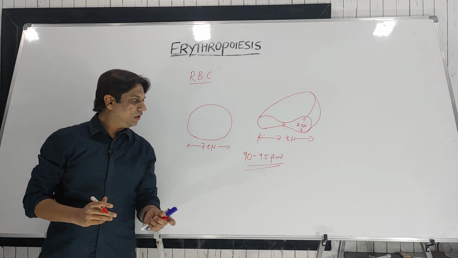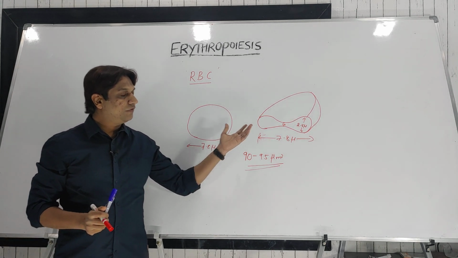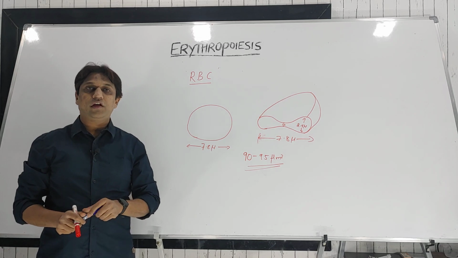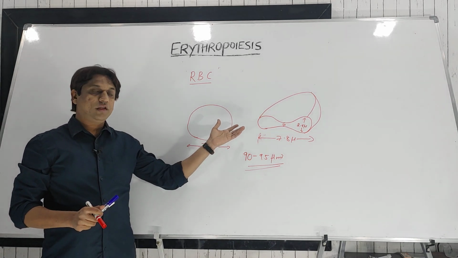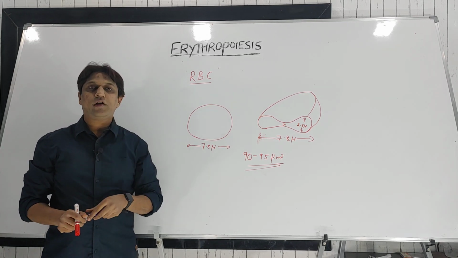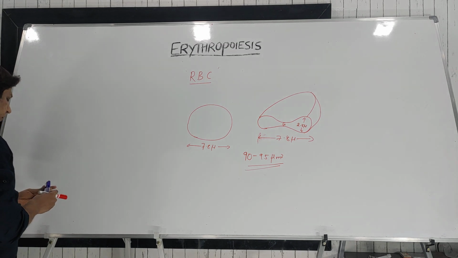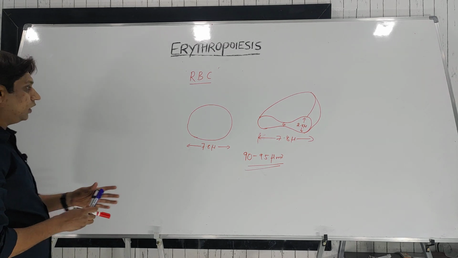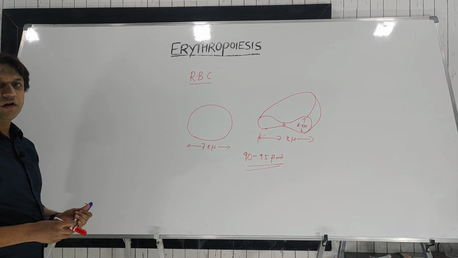So these are the basic dimensions of an RBC, and this RBC is an anucleated cell. It doesn't have a nucleus or mitochondria. Also, the RBC contains a very important protein known as hemoglobin. Around 34% concentration of the RBC will be hemoglobin. We'll discuss that hemoglobin concentration later.